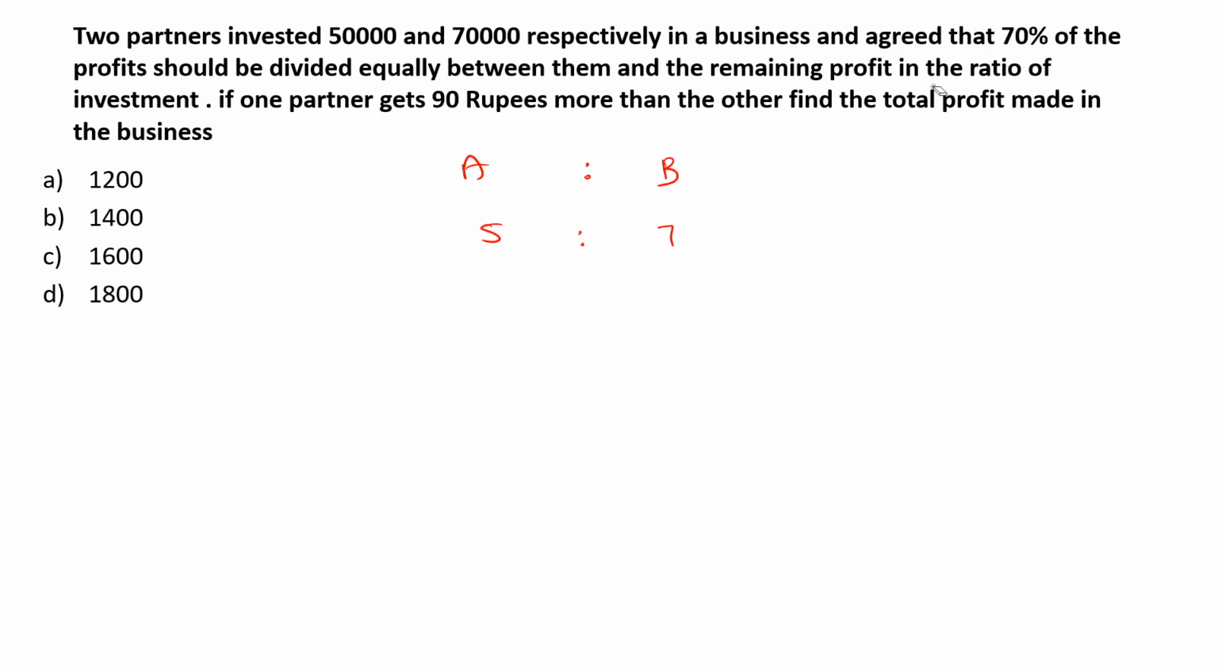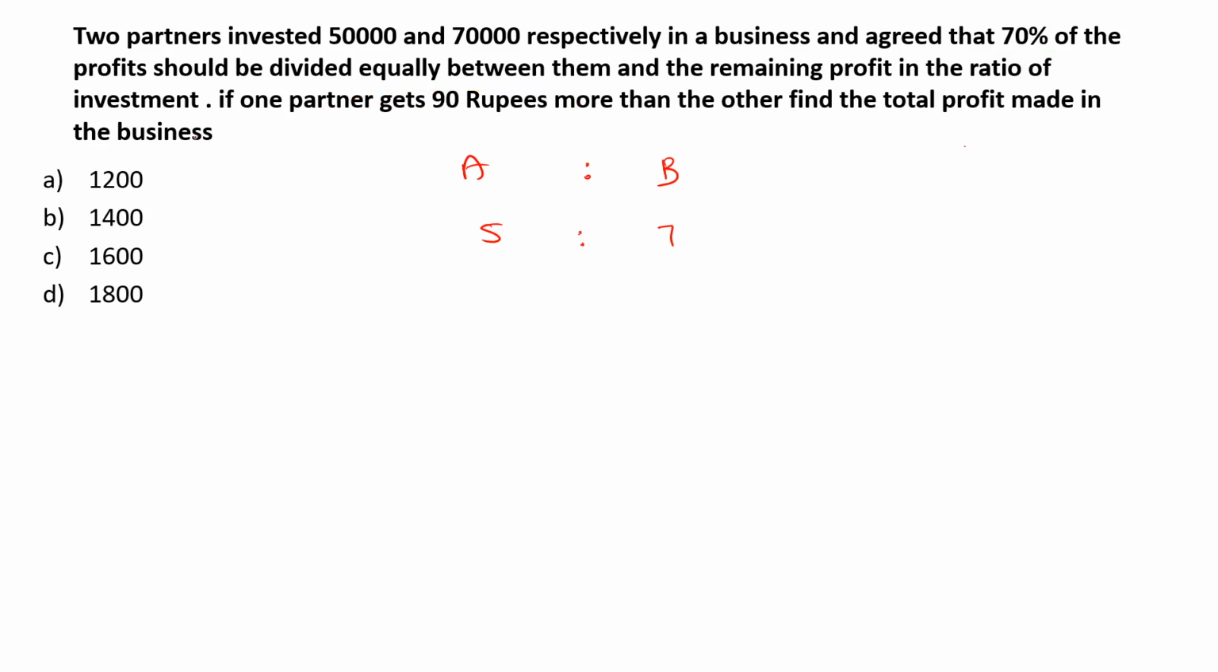profit. If one partner gets 90 rupees more than the other, then where are the 90 rupees coming from? When 70% of the profit is divided equally between them, if there is a difference, then the difference should have been from the 30% of the profit only. When you get that point clear, just move forward.